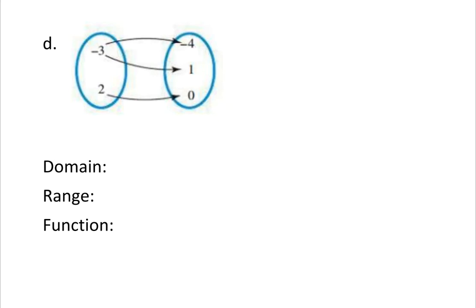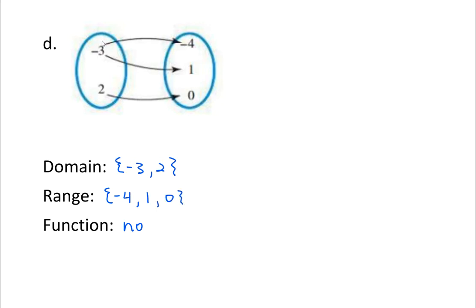Here's another mapping diagram. As you can see, we have -3 that is paired up with -4 and 1. So this one x value is paired up with two different y values. So this would not be a function. We still have a domain and a range. Our domain is -3 and 2, and our range is -4, 1, 0.